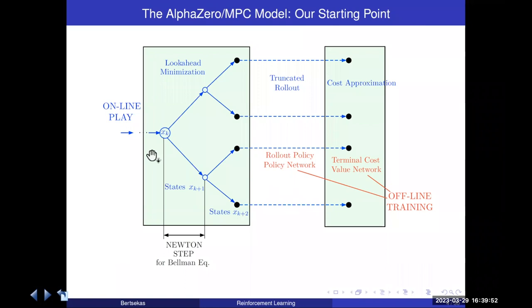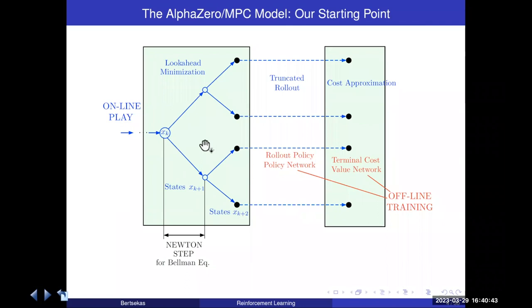And the algorithms that you use for online play and offline training can also be designed separately, almost independently. And the two interact together through a fundamental relation that has to do with Newton's method. Newton's method is this first step of the lookahead minimization. And these other steps here represent enhancement of the cost approximation through some forms of value iteration, sort of to provide a better starting point for the Newton step. The first step is an exact minimization and does all the work. The remainder is important, but it's not as important as the very first step.